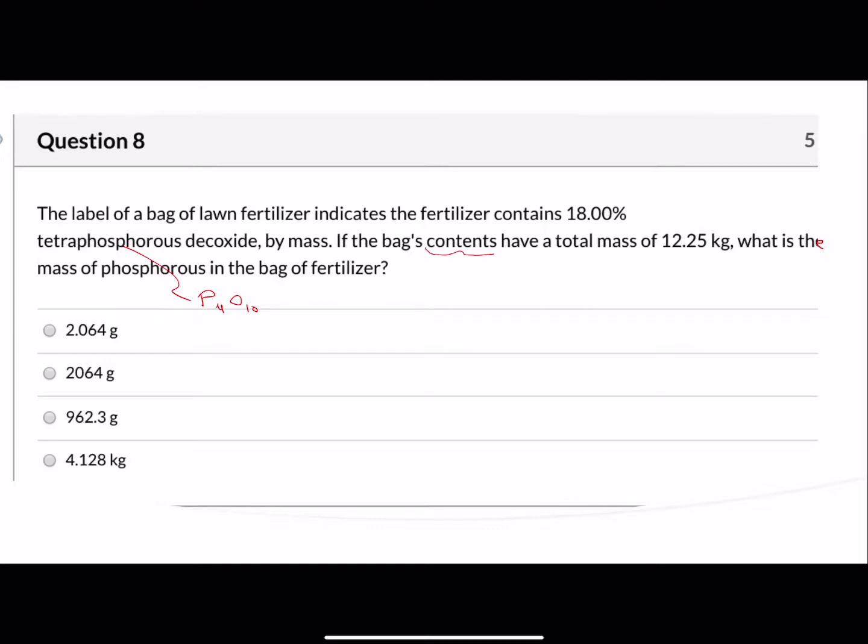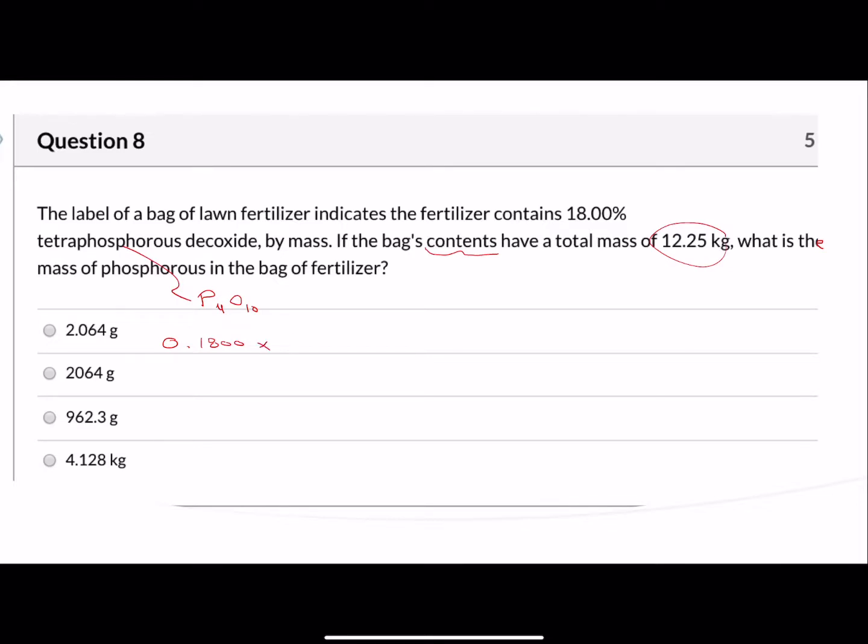So that means it's not just tetraphosphorus decoxide in the bag, it's tetraphosphorus decoxide plus other nutrients or whatever is in the bag. And we know that it has a total mass of 12.25 kilograms, but out of that 12.25 kilograms, it's only 18% tetraphosphorus decoxide. So if I do a little bit of mental math here, since it's out of 100, percent, if I divide 18.00 by 100, I get 0.1800, and that's going to be the fraction of the mass which is tetraphosphorus decoxide.